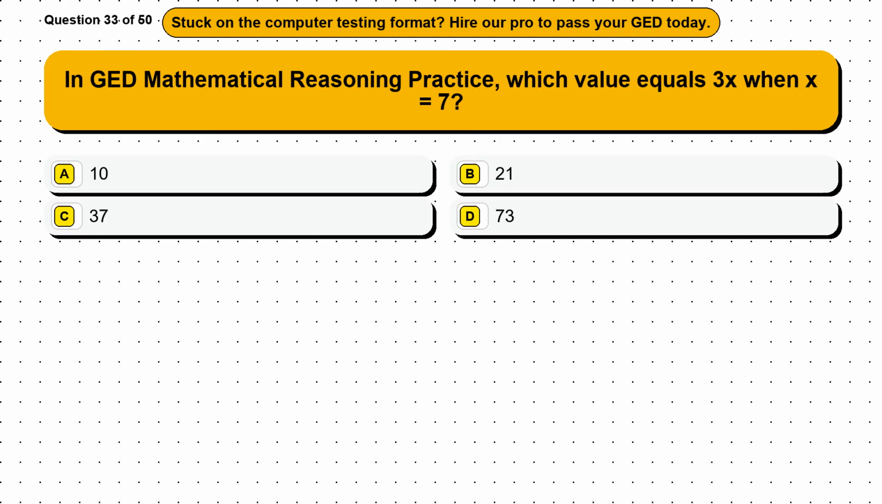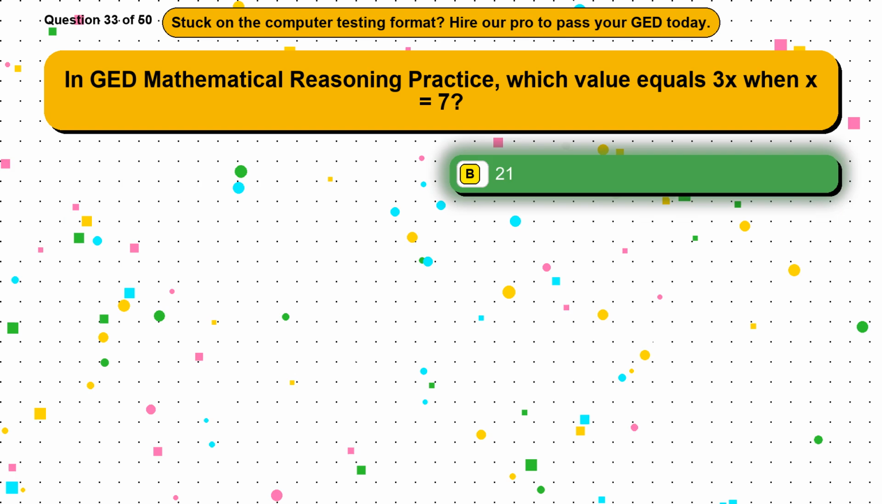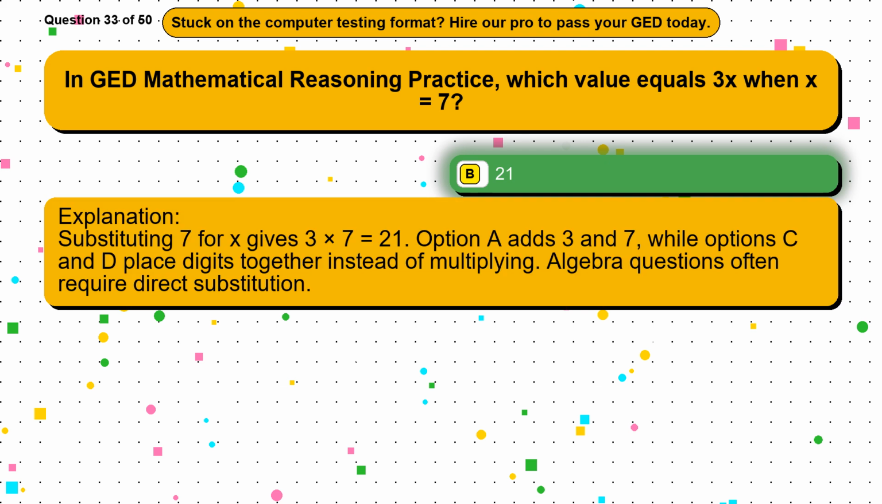Question 33. In GED Mathematical Reasoning Practice, which value equals 3x when x equals 7? Option A, 10. Option B, 21. Option C, 37. Option D, 73. The correct answer is option B. 21. Substituting 7 for x gives 3 times 7 equals 21. Option A adds 3 and 7, while option C and D place digits together instead of multiplying. Algebra questions often require direct substitution.